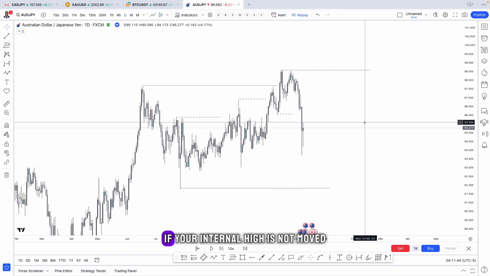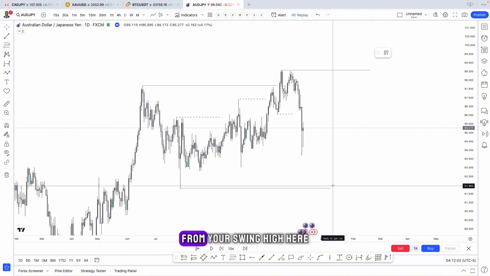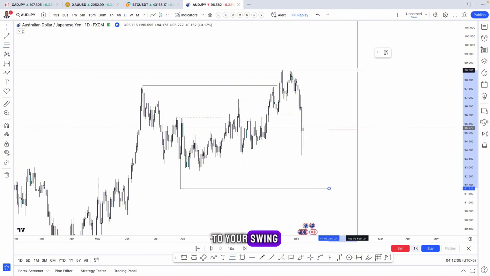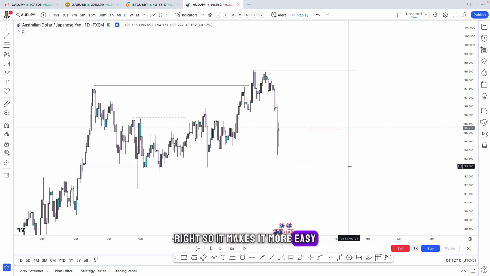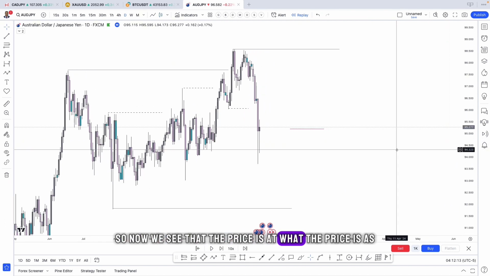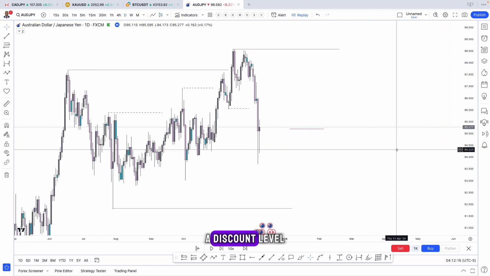And mind you, if your internal high is not moved, you can't be able to spot your swing high, because the internal high has to show you that the pullback has begun, before you can be sure of pulling up your Fibonacci from your swing low to your swing high, right? So it makes it more easy. So now we see that the price is at a discount level, where we want to be buying from.